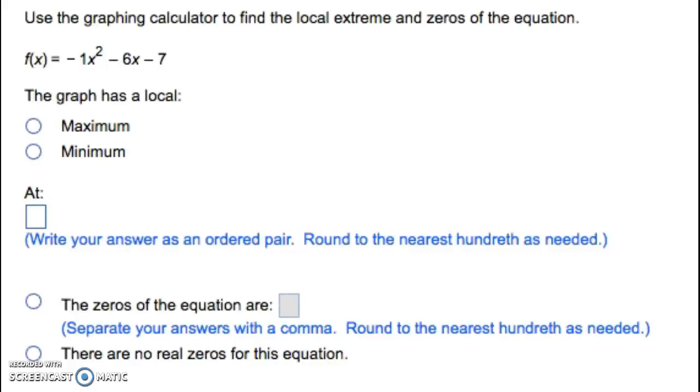Alright, for this small video, what I'm going to show you how to do is take an equation, one that's on Math Excel, and we're going to use our graphing calculators to find the answer. So, the first thing I'm going to do, the equation that's up here, which is negative 1 x squared minus 6x minus 7, I'm going to go ahead and pull up my calculator, and I'm going to type that in.